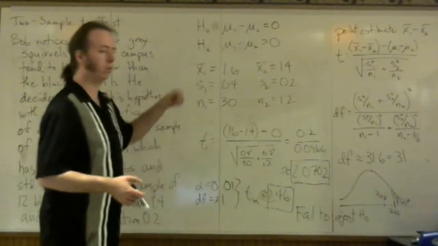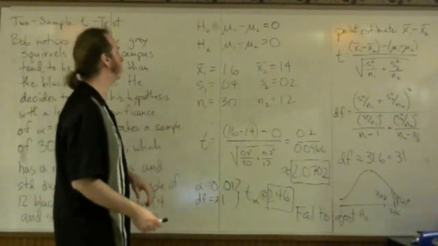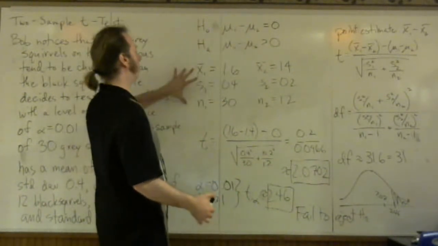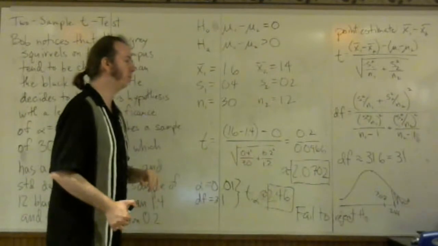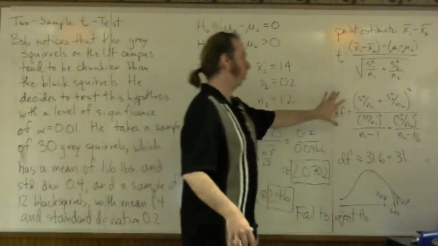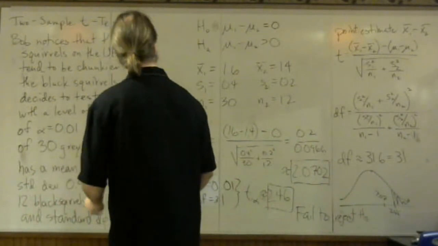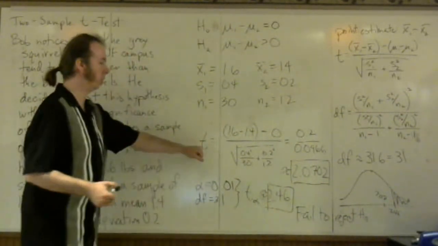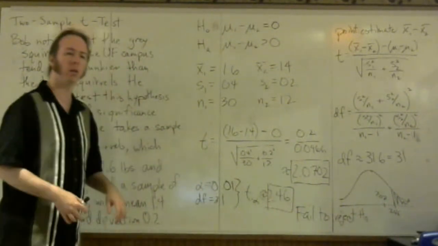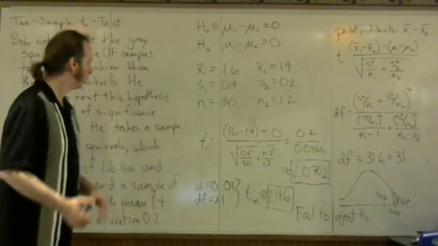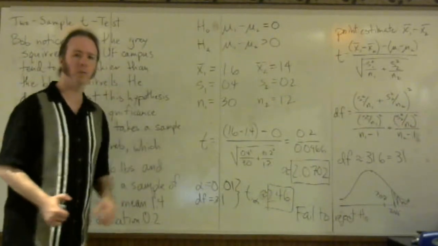On the calculator, this is called a two-sample t-test. It will ask you for the statistics for the two different samples. The calculator will figure out the degrees of freedom for you, which is nice. And the calculator will spit out the p-value, which then you can immediately compare to alpha. All right, so I think that's it for that one.